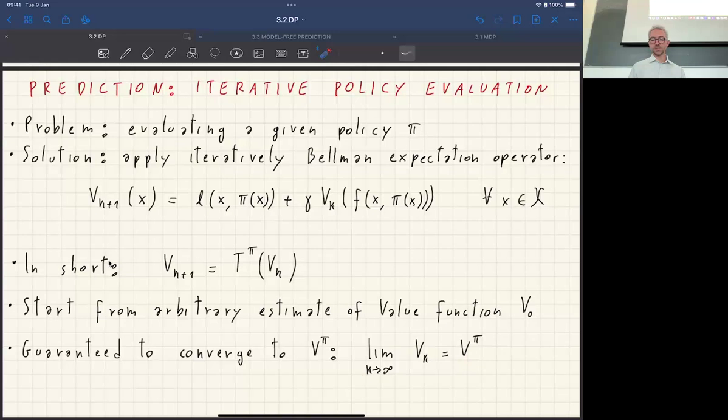Any idea how you would decide when it's good enough and you can stop? Because you don't know the real ground truth v pi, so you cannot compute the difference between what you have and the real solution. What do you think would be a good strategy? The gradient of v pi is close to 0. So v pi is the ground truth, so you don't know it. You know vk. And then vk to vk plus 1. Yeah, basically you look at the difference between vk and vk plus 1. And when this difference is very close to 0, you stop.